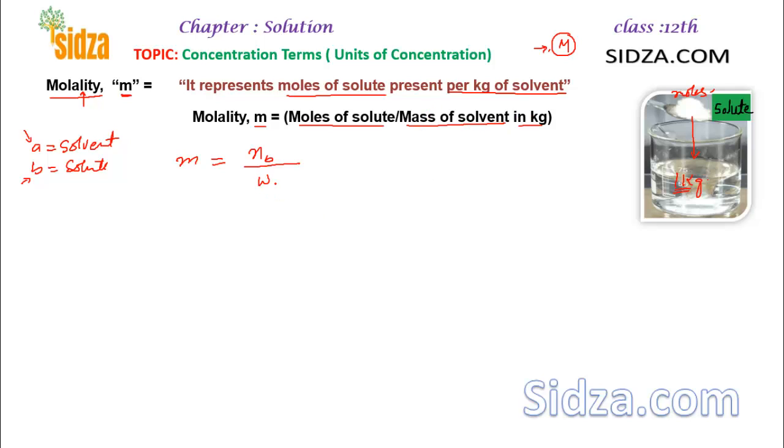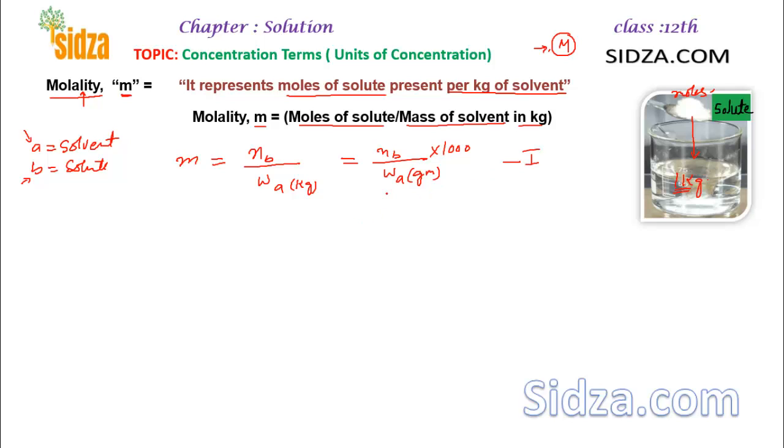So you can say WA, the weight of solvent, and this is in kgs. I can also modify this equation like this: the number of moles of solute divided by the weight of solvent. If I express it in grams rather than kgs, I need to multiply by 1000. So the molality will be equal to the number of moles of solute times 1000 divided by the weight of solvent. This is the equation that we normally use.